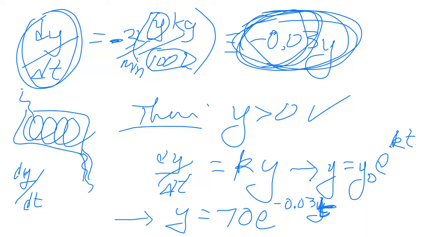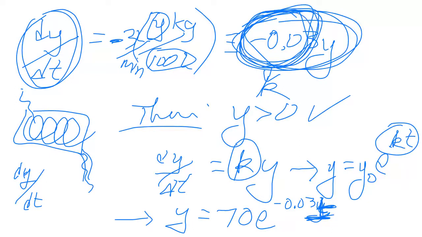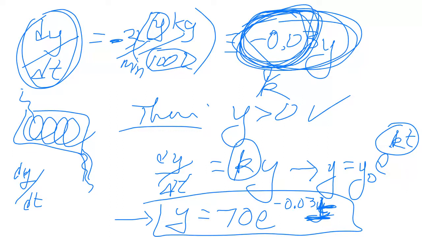Because it's to the kt here, k is the constant multiplying y in the equation up here. Anyway, y would equal, which is what we're trying to solve for, y0 e to the k times t power. So this is going to be the equation that we're trying to work with here: y, which is the amount of kilograms of salt, equals 70 e to the minus 0.03 t.